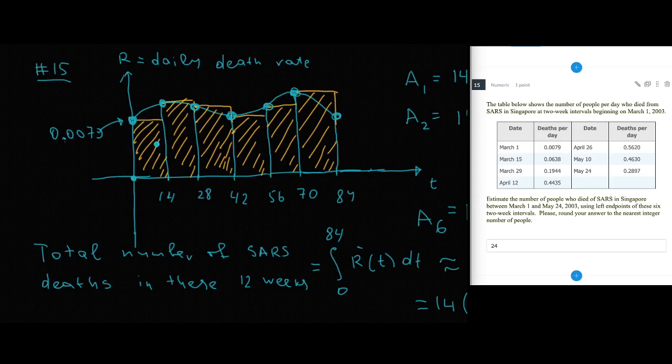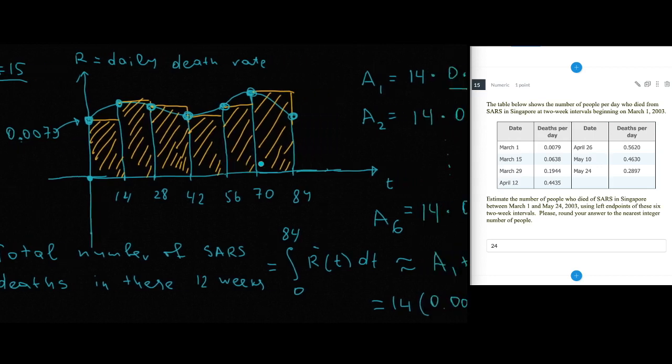In other words, what we're doing here is assuming that for the first 2-week interval, the daily death rate stays constant and equal to the death rate on March 1st. In other words, it stays equal to 0.0079. And the area of the first rectangle will be approximating the number of deaths during that first 2-week period.